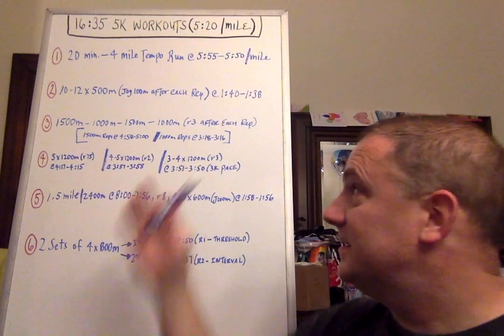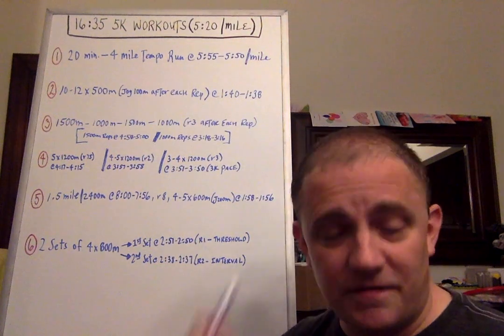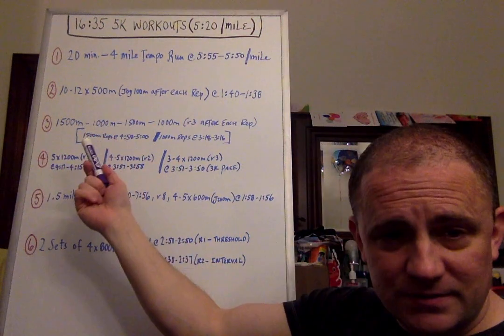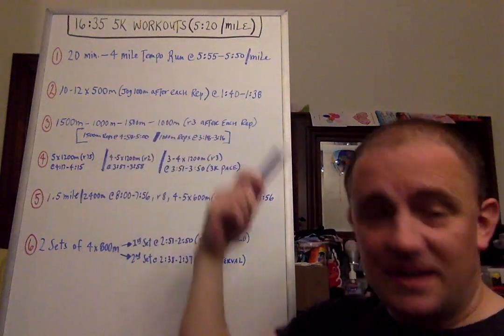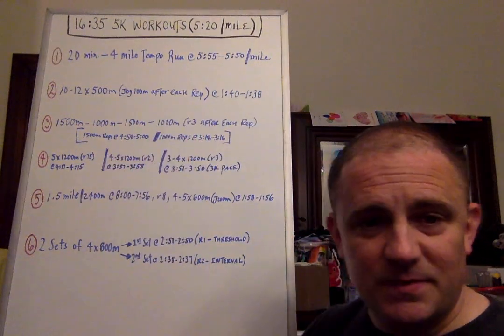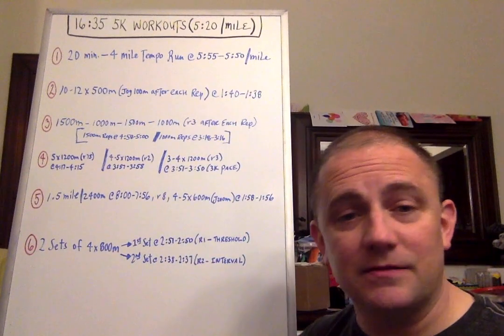Number 3 is broken up into pieces. This is exactly 3 miles worth of volume, or 5 kilometers, excuse me. 1,500 meters, then 1,000, then 1,500, then 1,000. So it's 2,500, 4,000, 5,000 meters of total running. You take a 3-minute recovery after each rep, nice active recovery.